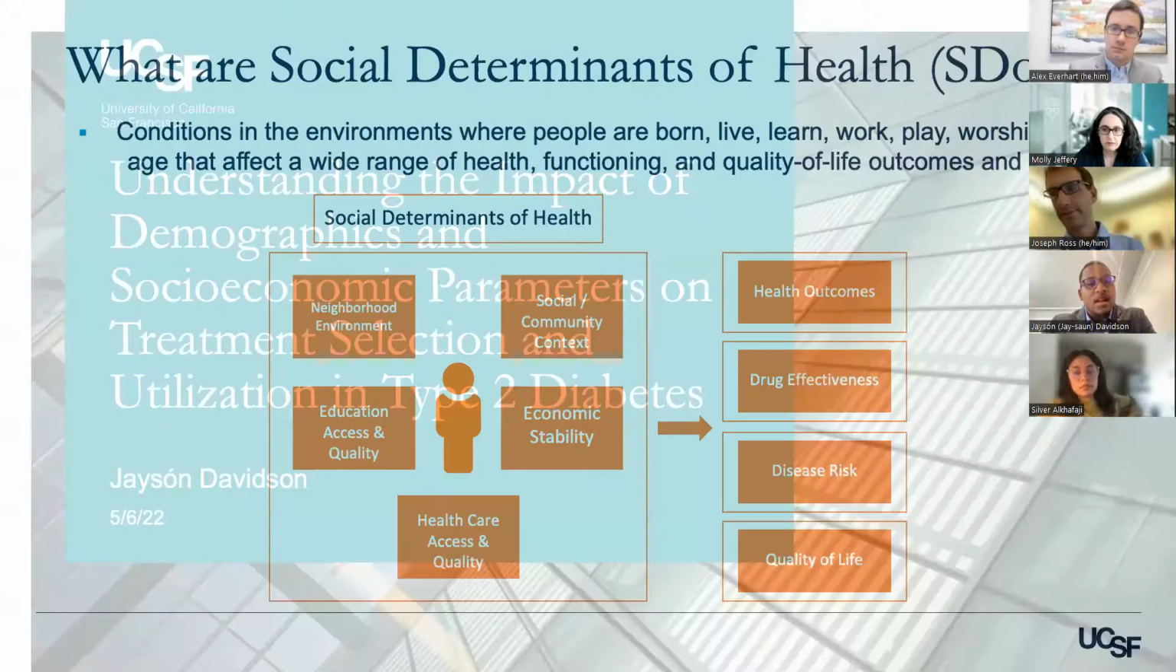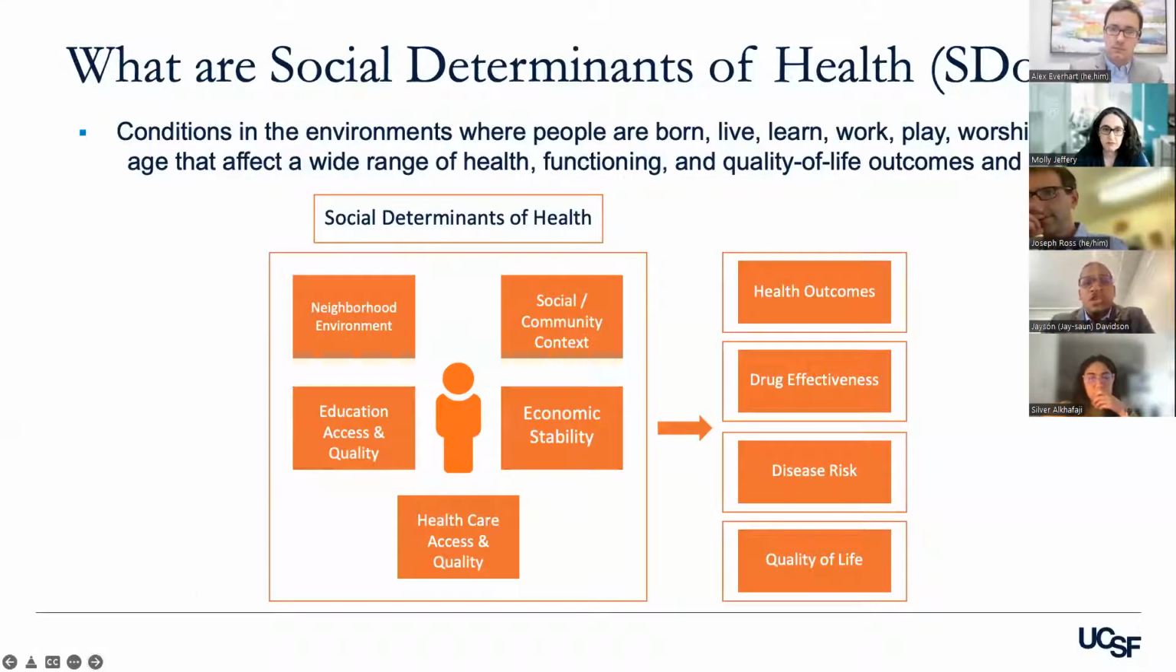So before we get started, let's talk a little bit about what social determinants of health are. Social determinants of health are conditions in the environment where people are born, live, learn, work, play, and worship that affect a wide range of health functioning and quality of life outcomes and risks. They include neighborhood and built environment, education access and quality, healthcare access and quality, economic stability, and social and community context, all of which play a role in health outcomes, drug effectiveness, disease risk, and quality of life.